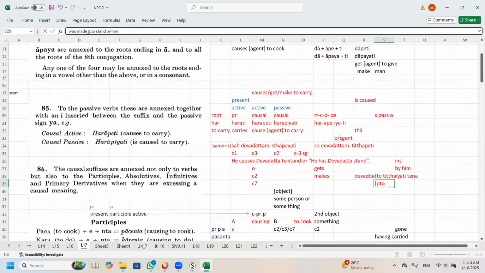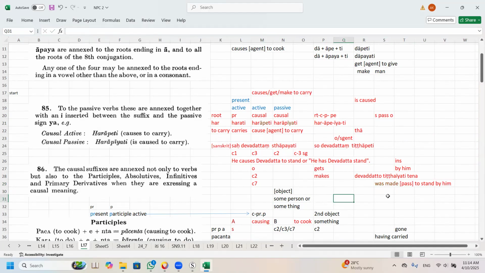Was made to stand. But in English you won't construct it that way. He was made to stand. He has Devadatta stand. This sounds more... This is a bit awkward, but anyway we put it this way.